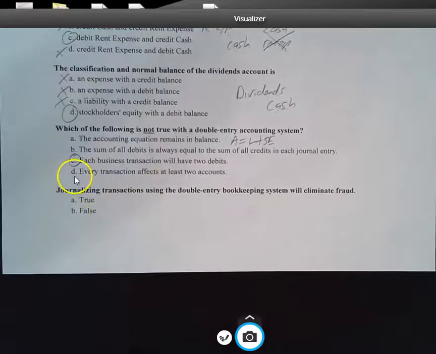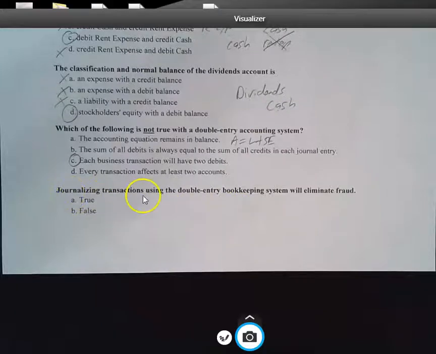I do want to look at D briefly. It says every transaction affects at least two accounts. That is true. At least two accounts. Look at all of the examples that we provided so far. I had the one right here, dividends and cash. Dividends is one account, cash is another account. That's a minimum of two.